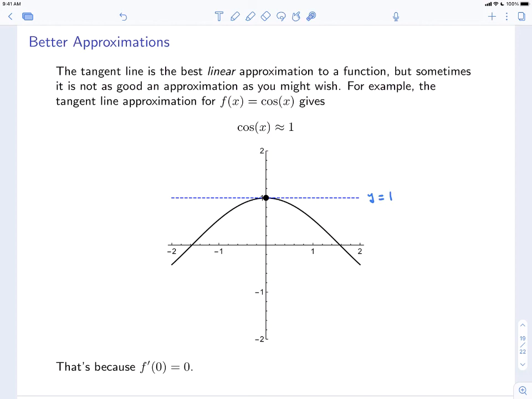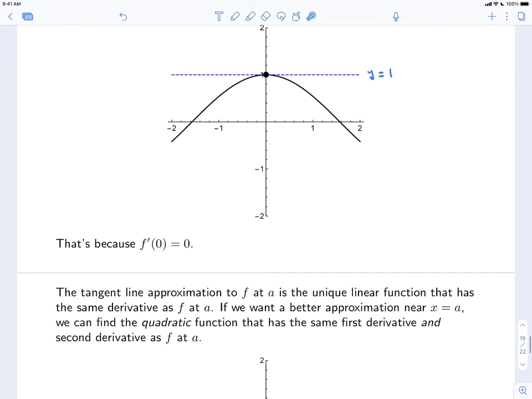And that's simply because we have a peak here. So we have a peak, and when you have a peak like this, the tangent line is horizontal. That's because the derivative is 0 there. So this tangent line doesn't very closely approximate cosine, or at least not perhaps as well as you would like, because you have to be very close to 0 in order for this to be an approximation. It's not nearly as good as the one that we had for sine of x, for example.